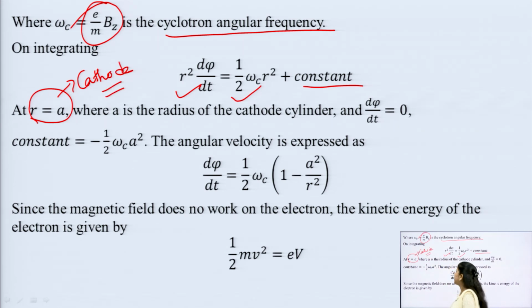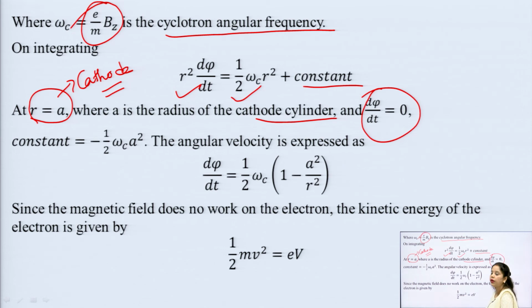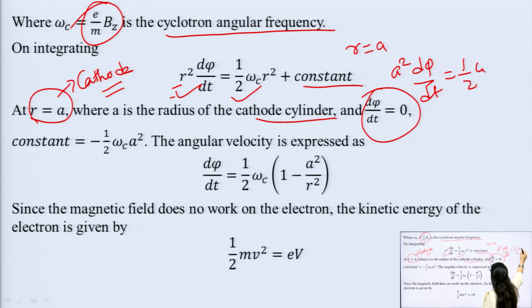Cathode radius is a, the radius of the cathode cylinder, and in this case d phi by dt is equal to 0. So, what are we going to do? We are substituting r equal to a, that means a square d phi by dt is equal to 1 by 2 omega c r square. So, we are also saying that in the case of r equal to a, d phi by dt is equal to 0.